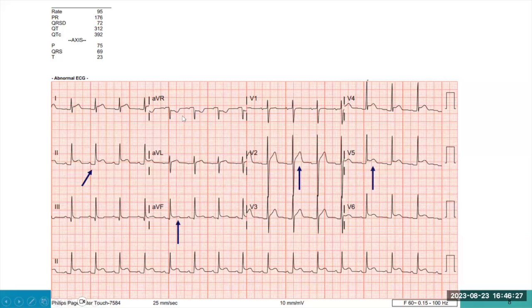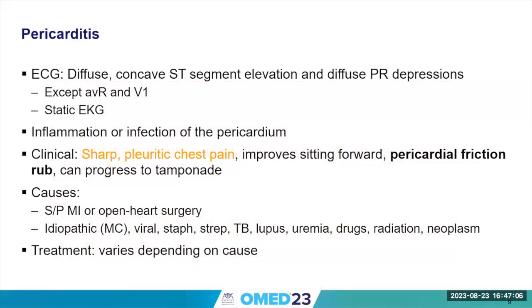And note that this problem that we see here on this EKG, which I'll show you on the next slide, goes through stages. So there can initially be ST segment elevation and also some PR depression, which I want you to see over here, okay? But do we see reciprocal changes on this EKG? I don't see any reciprocal changes. I don't see any inverted T waves, any ST depression anywhere. So that's interesting. And this PR depression in association with this diffuse ST elevation and sharp pleuritic chest pain in an otherwise healthy 30-year-old that improves with leaning forward, this is pericarditis, right?